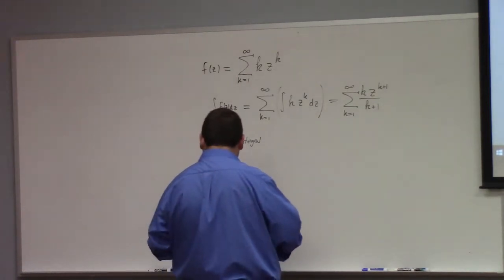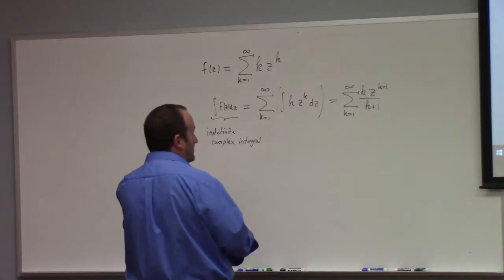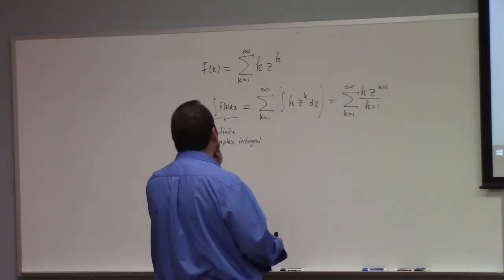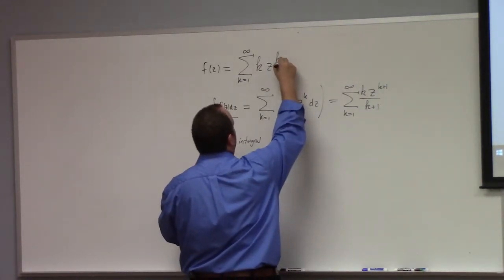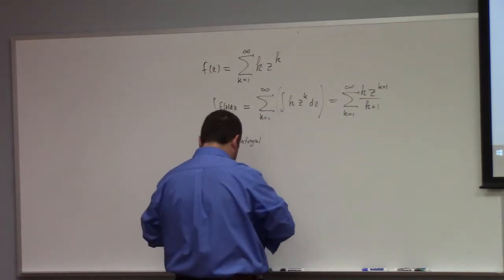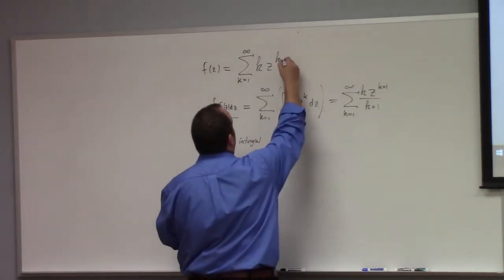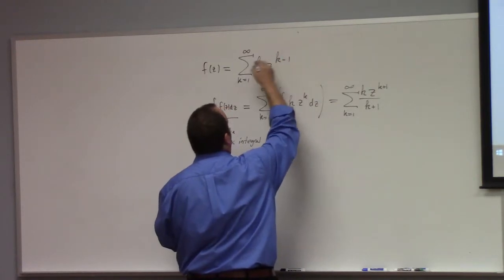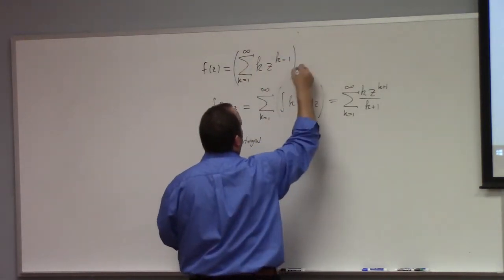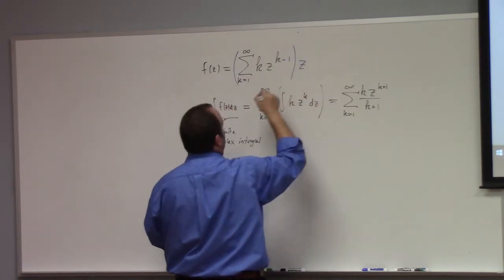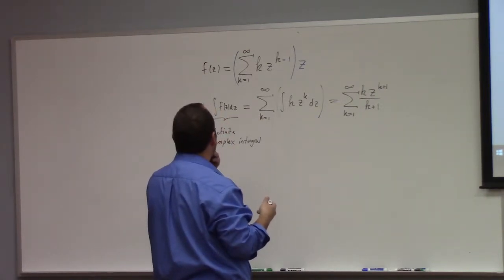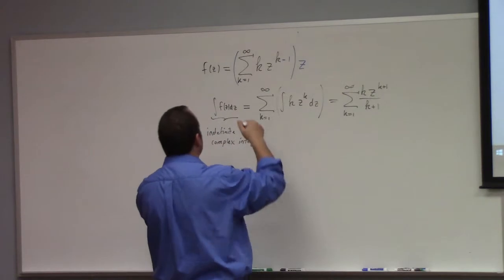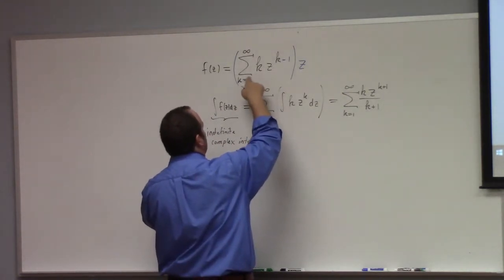Well, you know what I could do to make that dream come true? I should just make this k minus 1, right? K minus 1, multiply that by z, and then is that the same thing if I need to start this at 2? Is that right?